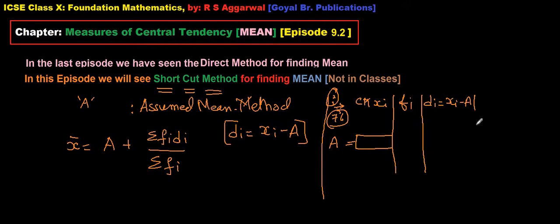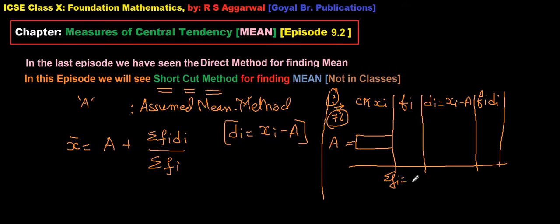And here di is equal to xi minus a. Afterwards, you require fi di, then sigma fi, as well as sigma fi di. Then you put it into the formula, and you get the value, that is the mean by the shortcut method for the given data, or you can say the assumed mean method. Let us solve one example so that it becomes very clear how to do this method.